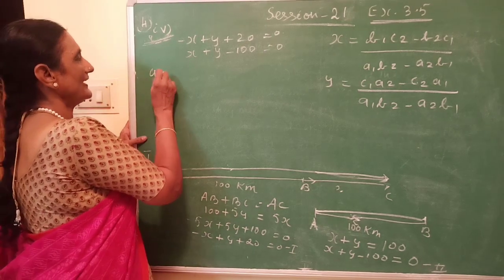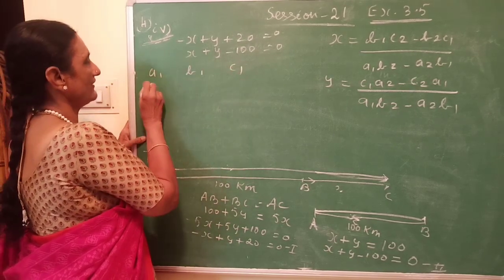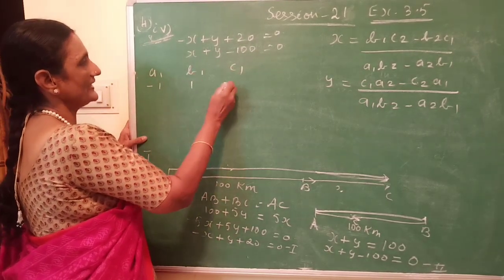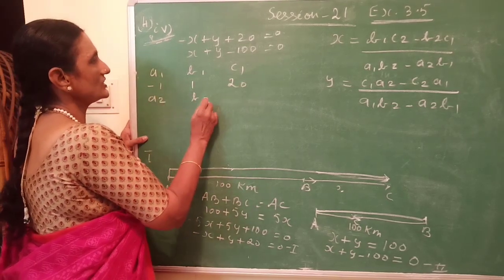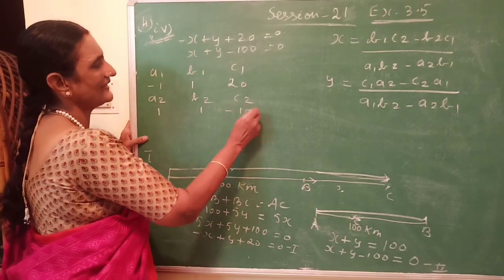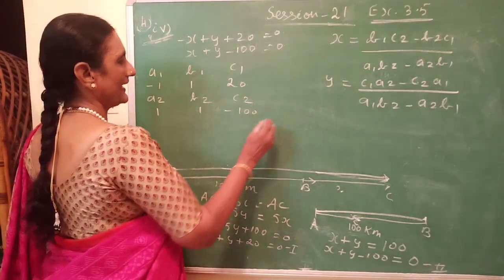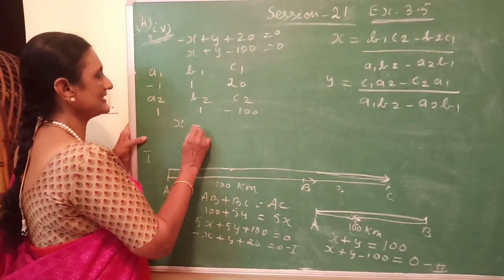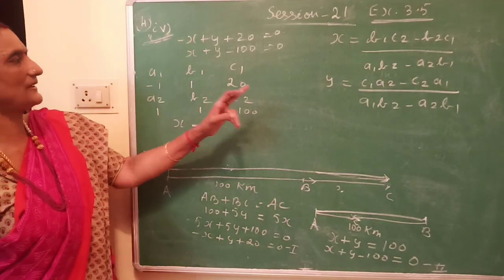Then as usual, a1, b1, c1. So what is your a1? Minus 1, b1 is 1, c1 is 20, and a2, b2, c2 are 1, 1 and minus 100. That's it. Now what is your x is equal to? I can write here x is equal to b1c2 minus b2c1.